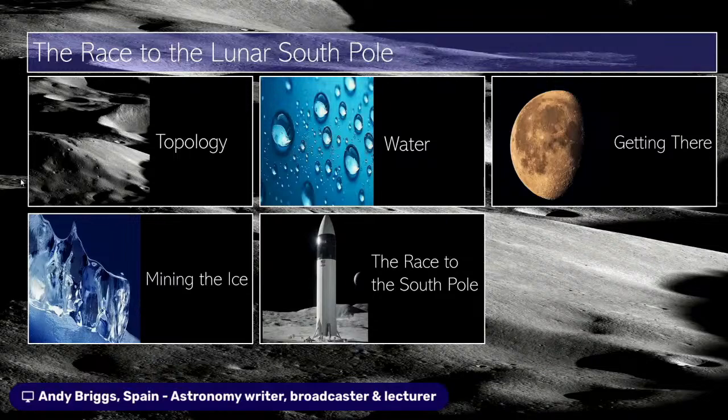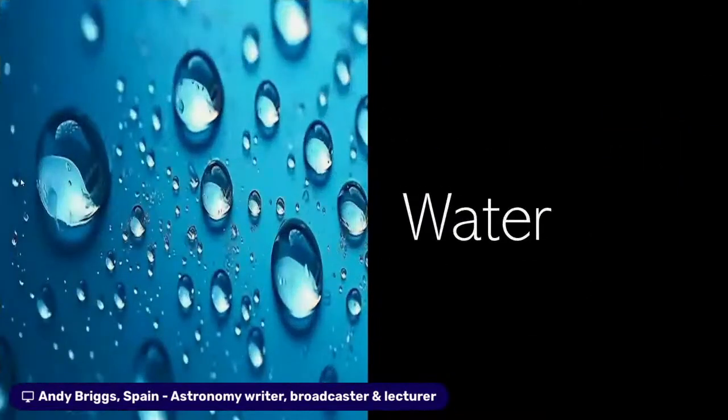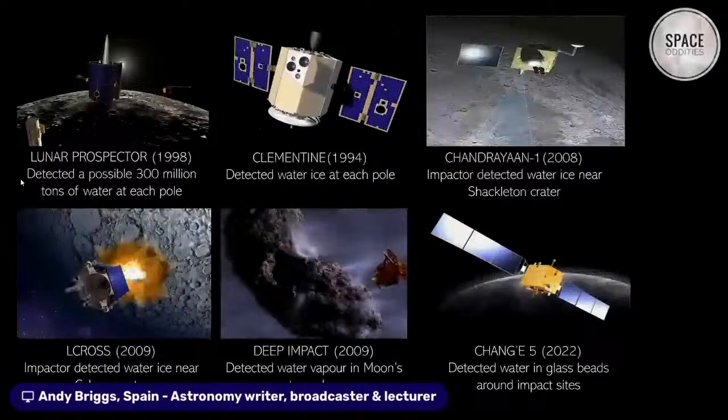And this brings us to the topic of, believe it or not, water, because a lot of water has been discovered, not just at the South Pole, but at the North Pole of the Moon as well. Now, these are just some of the spacecraft that have detected it. Lunar Prospector, I think, was the first in 1998, and it detected a possible 300 million tons of water at each pole, so 600 million in total. Then we got Clementine in 1994, which detected water at both poles.